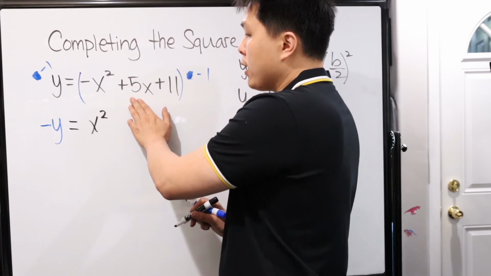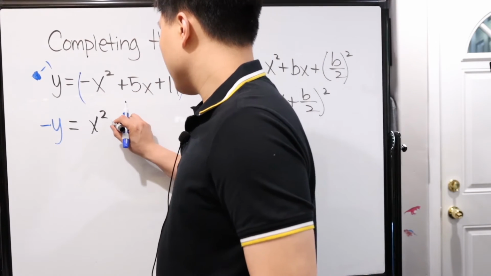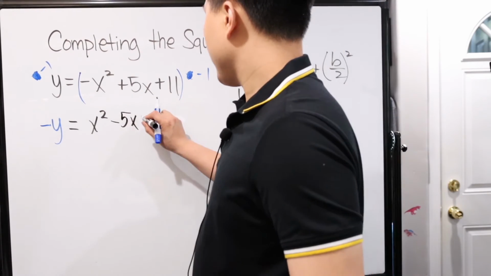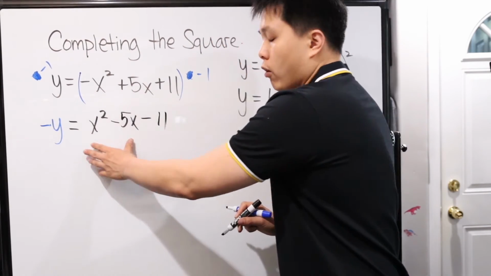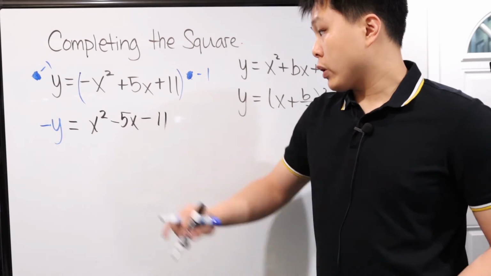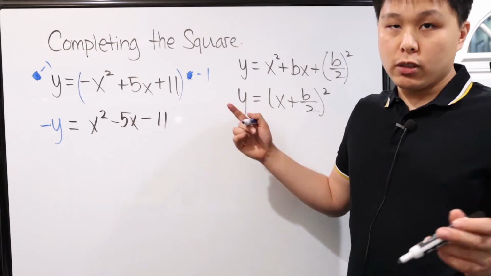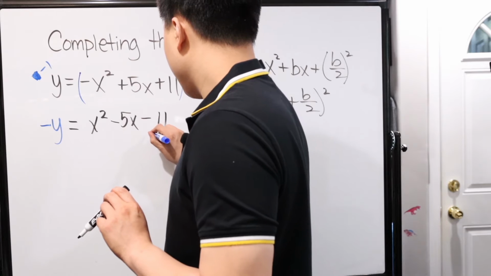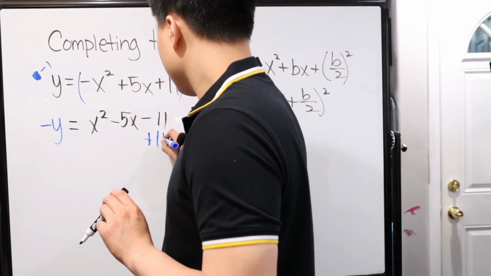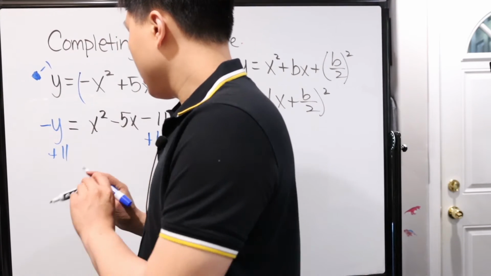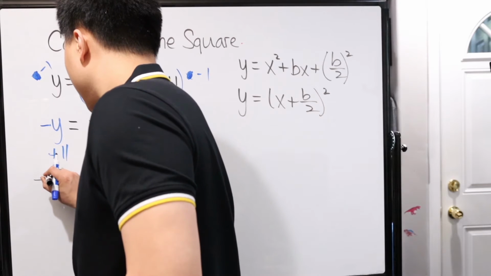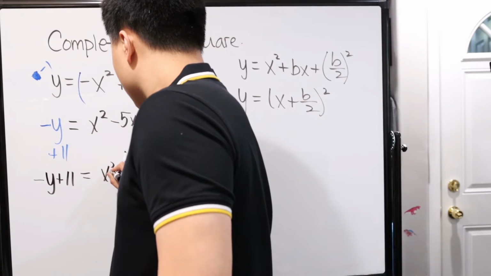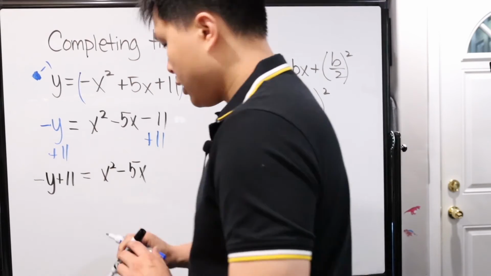So instead of a positive 5x, now it's going to be subtract 5x. And instead of a positive 11, it's going to be subtract 11. So this will be the equation we're working with. We're just going to do completing the square, same thing. I'm going to move the 11 to one side, so I'm going to add 11 right here, and add 11 right here. So basically what I have now is negative y plus 11 equals x squared minus 5x.